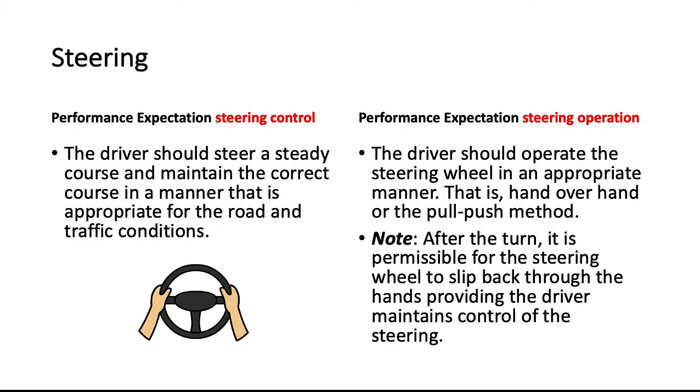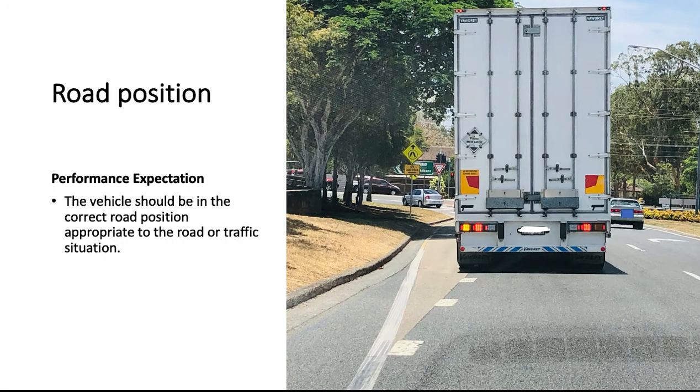Steering control. The driver should steer a steady course and maintain the correct course in a manner that is appropriate for the road and traffic conditions. Steering operation. The driver should operate the steering wheel in an appropriate manner, that is, hand over hand or the pull-push method. After the turn, it is permissible for the steering wheel to slip back through the hands, providing the driver maintains control of the steering.